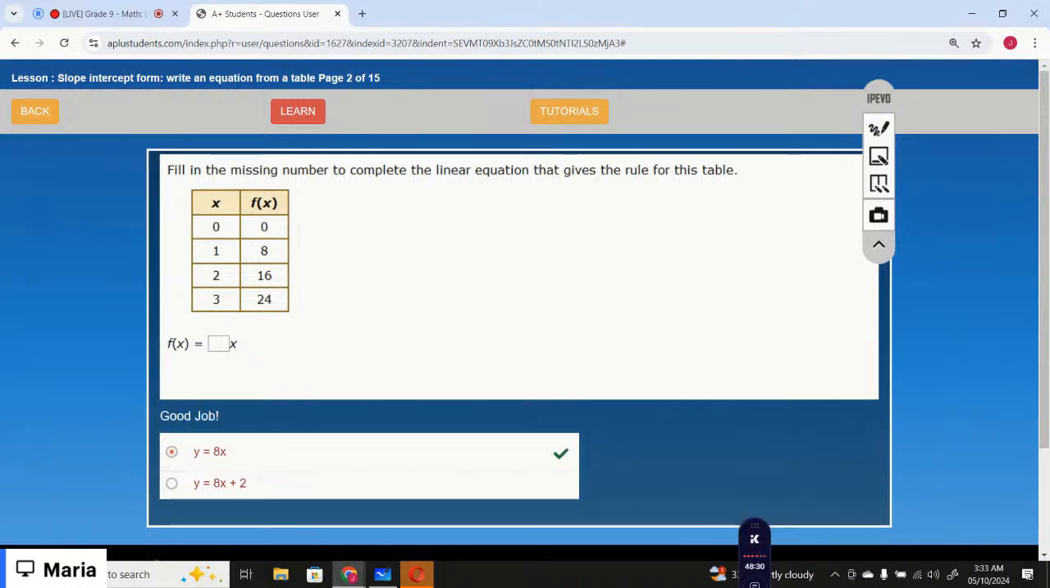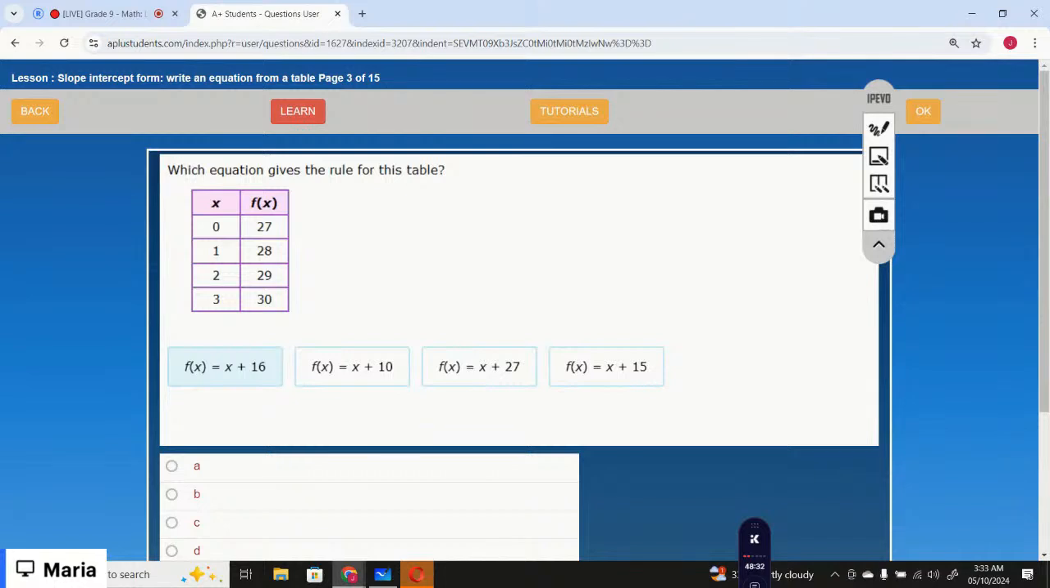Okay, the next one is which equation gives the rule for this table? So, which is the correct option? Option number C is the correct option. That is f of x equals x plus 27. Option number C is the correct option.